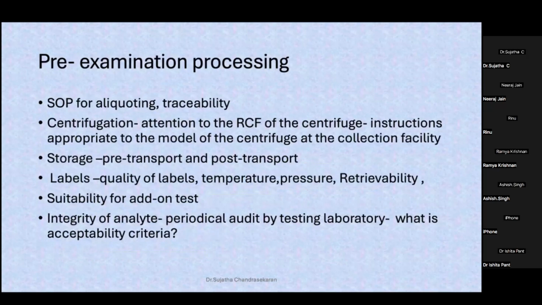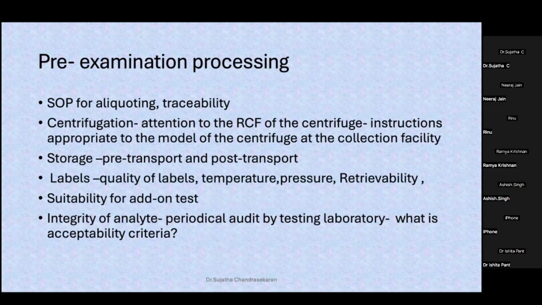Right. Now, SOPs for aliquoting and traceability are generally missing. They have to be written. Centrifugation, attention to the RCF. There is no generalized centrifugation SOP in the whole world. A centrifugation SOP has to be centrifuge specific. The sample collection facility might have a different centrifuge and the lab may have a different one.